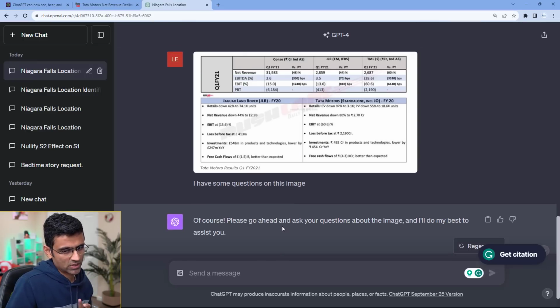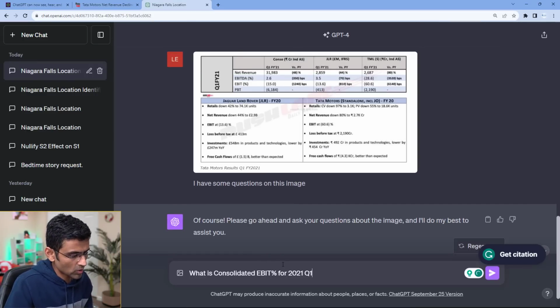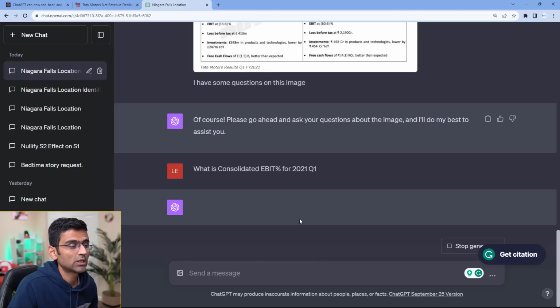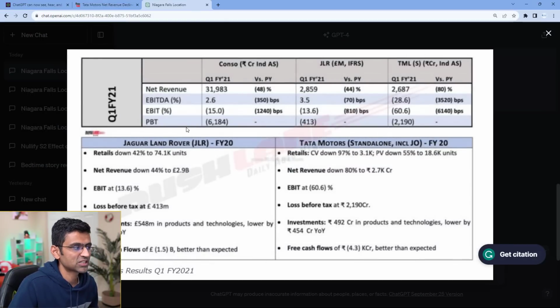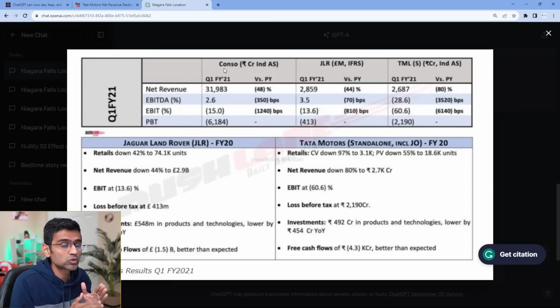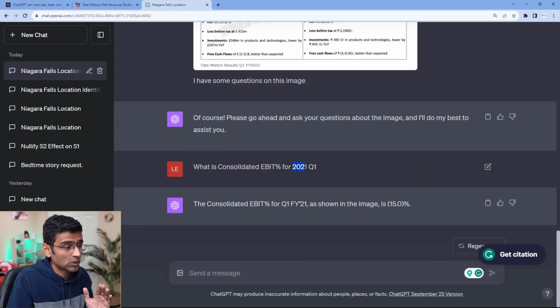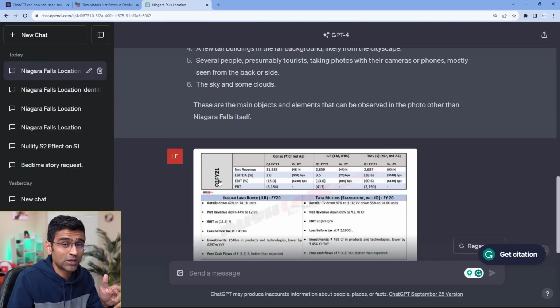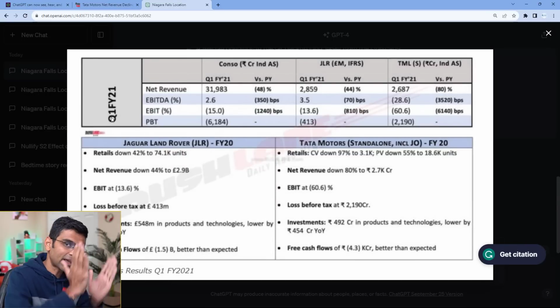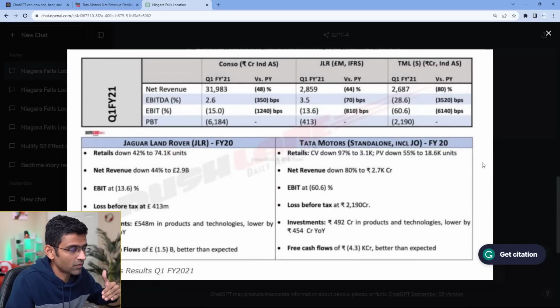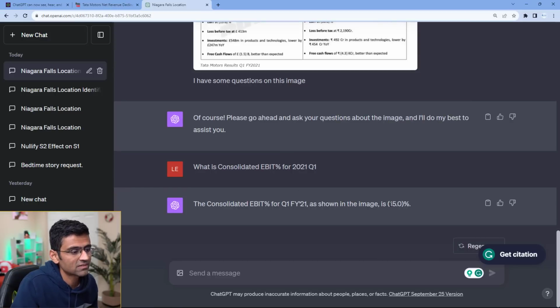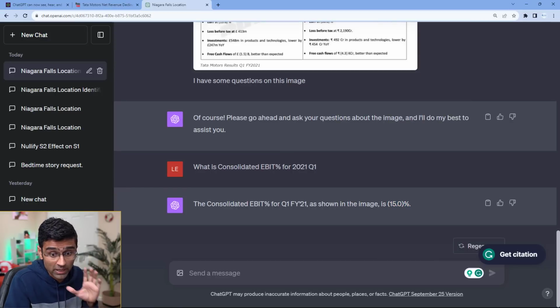Okay, now let me ask the question. I'm going to say, what is consolidated EBIT percentage for 2021 Q1? And in the image, I'm expecting that it will show me this negative 15 value. And by the way, see in the image, it says console. It doesn't say consolidated. Also, for the year, it says Q1 FY 2021, whereas I just said 2021 Q1. And look at this. This is like a vertical, tilted text. It's not very straightforward. And still, it told me the answer. Okay, it is negative 15%. So it performed extremely well.